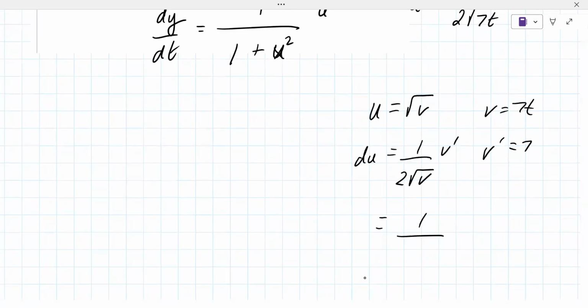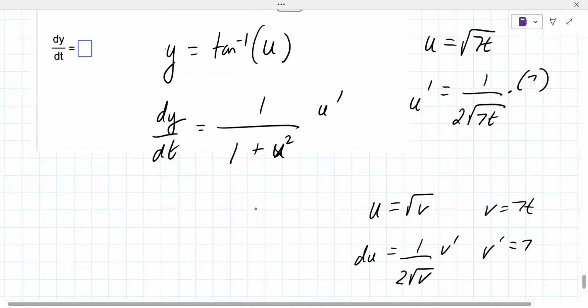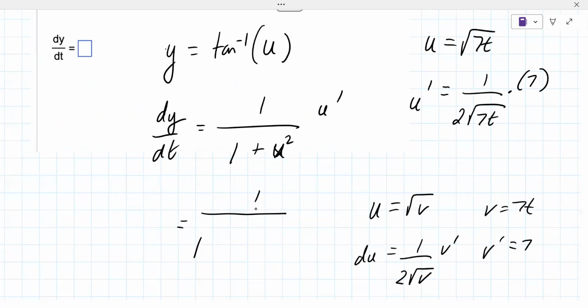But at some point it gets kind of too much. So it'd be 7 over 2 square root of 7t. So it ends up being 1 over 1 plus the square root of 7t squared, and then u prime is 7 over 2 square root 7t.